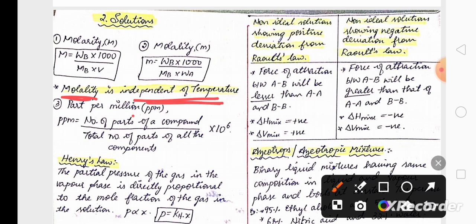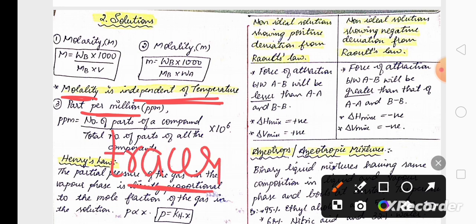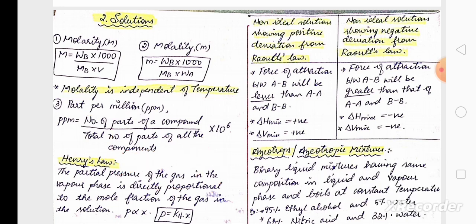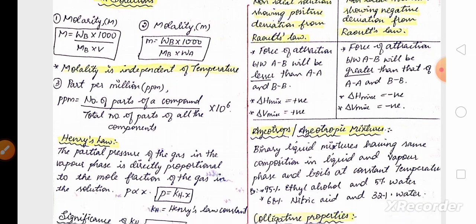One more important method is to find out the concentration of tracer element. If the solute is present in tracer quantity, especially pollutants, it can be determined by parts per million, and parts per million can be calculated as number of parts of compound divided by total number of parts of all the components in the solution, into 10 to the power of 6.